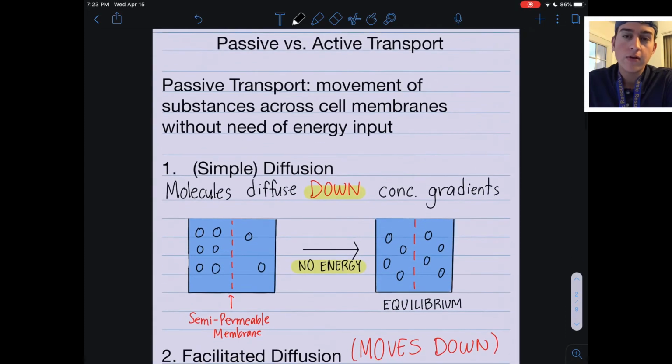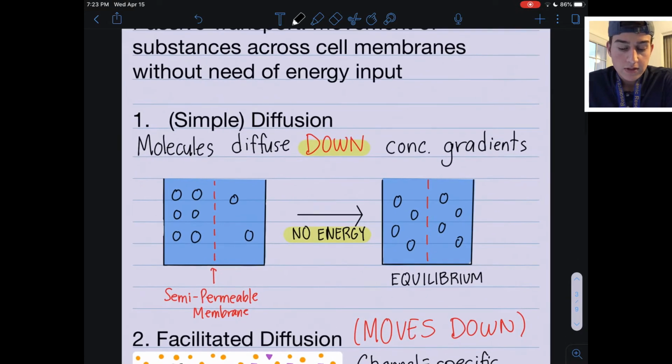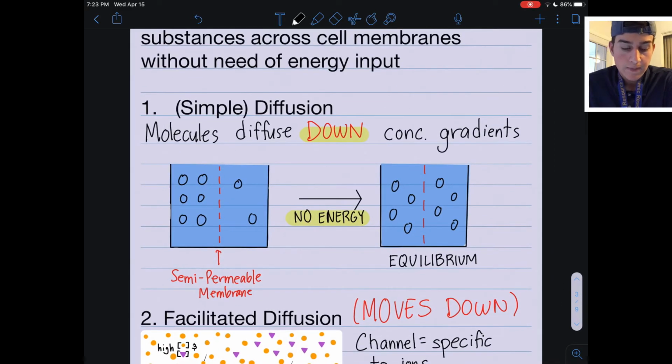The next thing we went over is passive versus active transport. So as review, passive transport is movement of substances across cell membranes without need of energy input. There are actually three different examples of passive transport. The first one is simple diffusion, or diffusion. That's when molecules diffuse down concentration gradients.